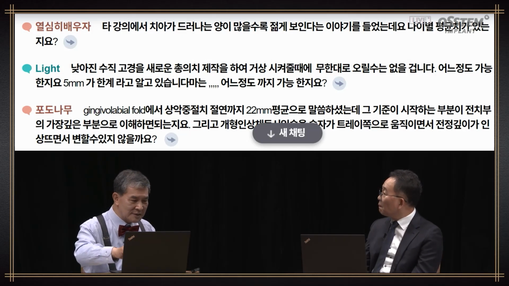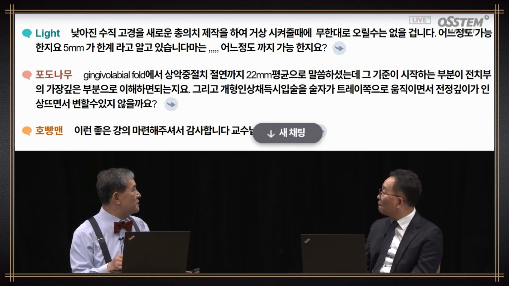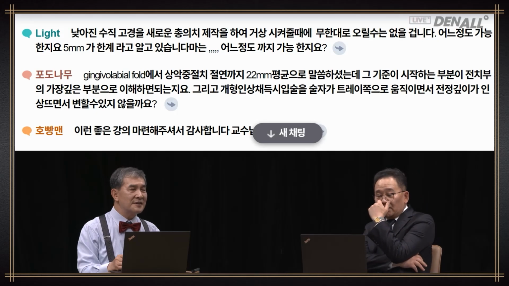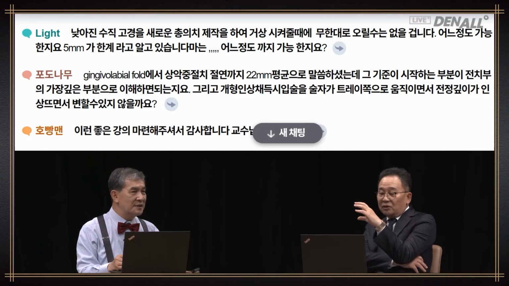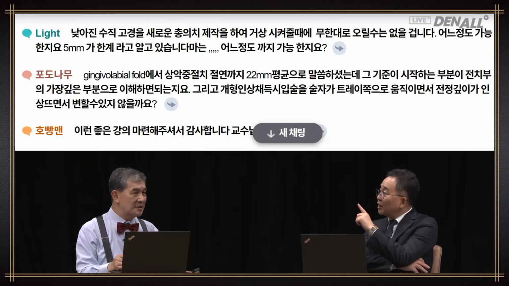Okay? When we increase vertical dimension when fabricating a new full denture, we will not be able to increase it infinitely. What is the limit? I understand that 5 millimeter is the limit, but up to what point can we do it? We discuss 5 millimeter, 4 millimeter when the patient has tooth wear or if the patient is partially edentulous. When we increase vertical dimension, we need to understand the limit, and this is normally based on freeway space.